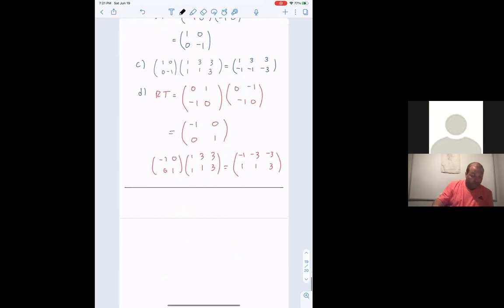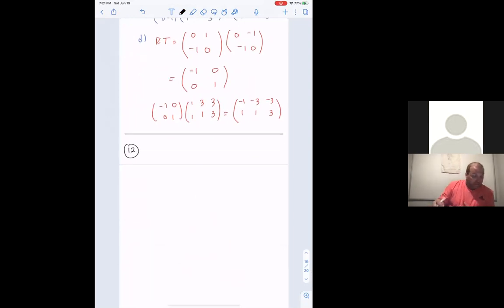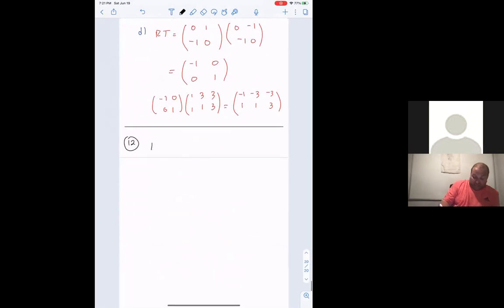So now we go to question number 12. It says, let E be a matrix representing an enlargement scale factor 0.5 about the origin. A, write down the matrix, no problem. 0.5, 0, 0, 0.5. That's the easiest one.